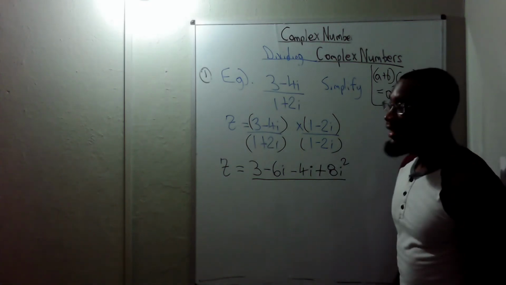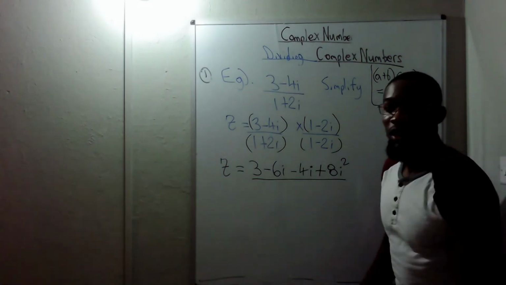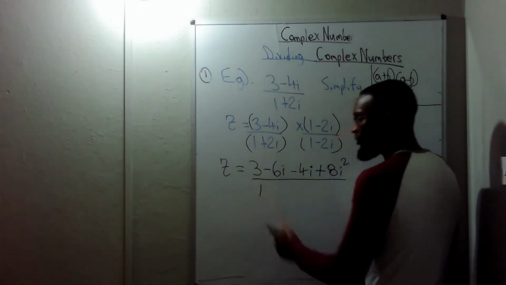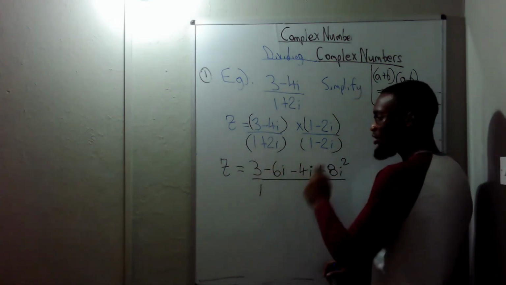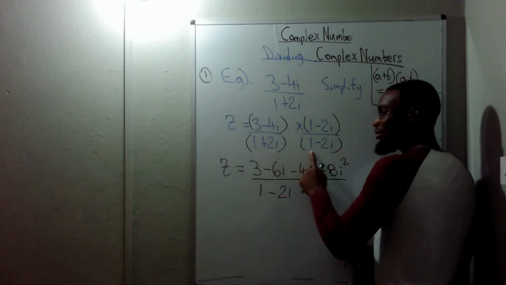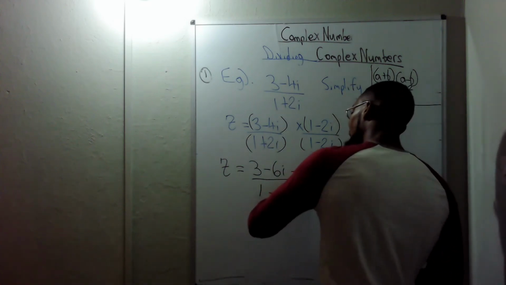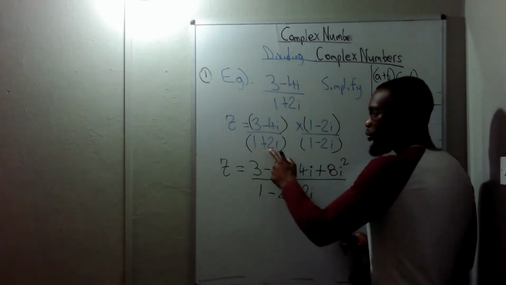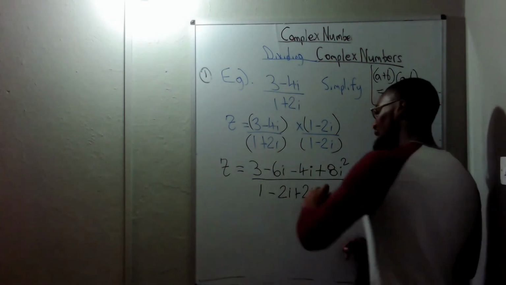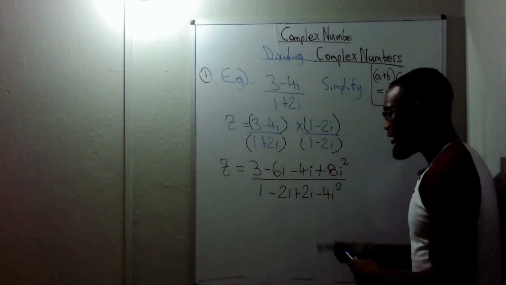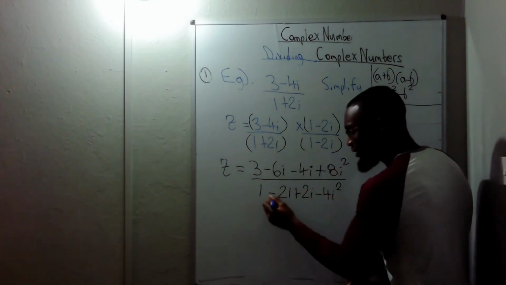Then you can multiply the denominators. Even if you don't want to remember difference of two squares, 1 times 1 is 1. 1 times minus 2i is minus 2i. 2i times 1 is plus 2i. And then 2i times minus 2i, 2 times 2 is 4. So that's minus 4i squared. Beautiful. Now this part is 0.